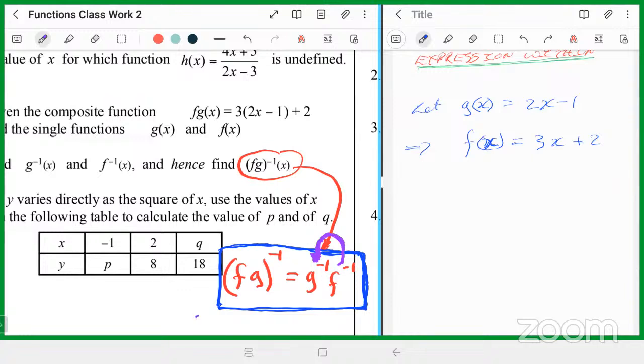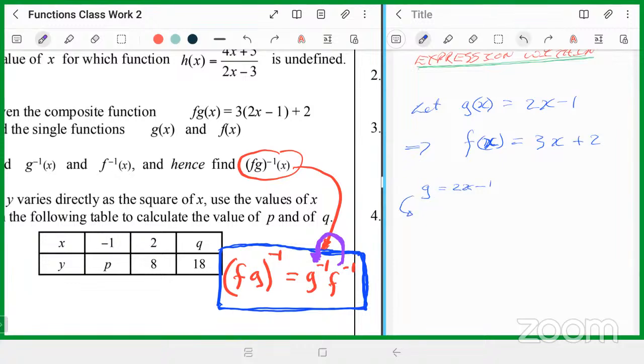And some persons leave off the brackets around here. It's very important because it is the inverse of this whole composite function that we're doing. Right? Let's do it on the screen. All right, so I'm going to find the inverse of each of these first. So I'm going to just call this one g, and put it as 2x minus 1. I'm going to inverse it the same way.